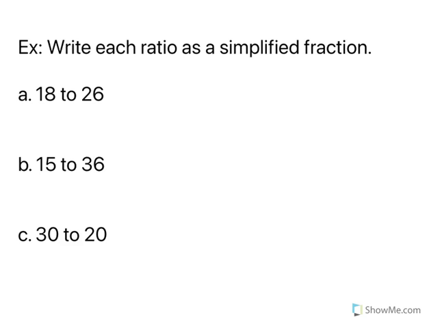So in letter A, the first thing we're going to do when we have a ratio, 18 to 26, is to just write it as a fraction. Now the word "to" is where the fraction bar is going to come in. Whatever comes first is on the top. Now, 18 and 26 are both even, so I can divide them each by 2, and I end up with 9 over 13, a simplified fraction.